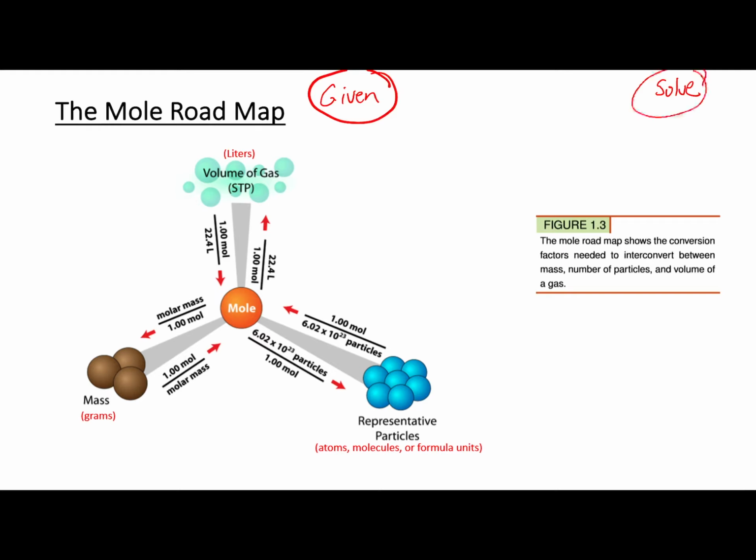For example, if you're given something in grams and you want to calculate moles, we're going to start on the roadmap at this mass parking lot, and we will follow this arrow to moles. And right here you see what is known as a conversion factor. A conversion factor is a unit equivalent to 1. So just like 1 divided by 1 is 1, and 5 divided by 5 is 1, 1 mole divided by 22.4 liters of gas at standard temperature and pressure is equal to 1.